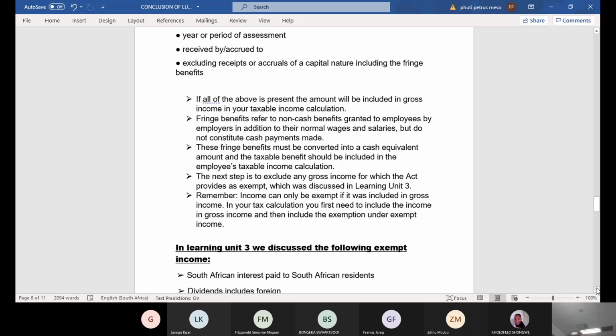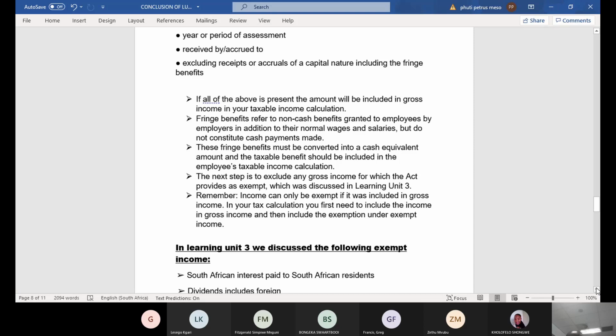They're going to form part of your second part when you do your taxable income calculation. So it's basically your gross income. Every gross amount will be included in there, including your fringe benefit. And then you're going to look at which one out of the gross does qualify as exempt, and you put that underneath, under your exempt. Meaning that you don't qualify to be taxed on that, right?